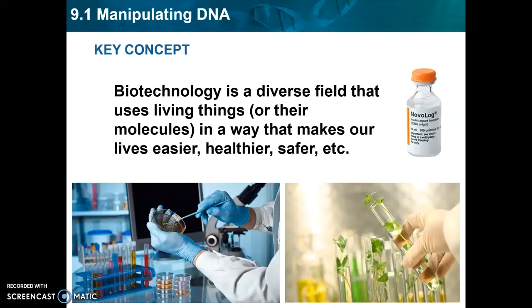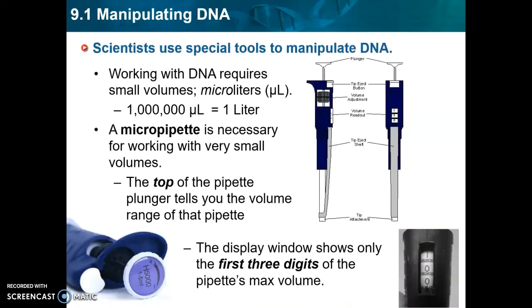It's really a very diverse field, and in biotechnology, we use living things or molecules from living things in a way that makes our lives better in some way. So 3 areas that we'll focus on will be forensics, medicine, and agriculture. Now, before we get into how biotechnology is used, we need to learn about the tools that scientists need in order to actually do biotechnology.